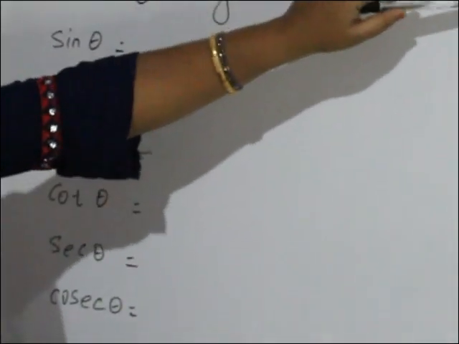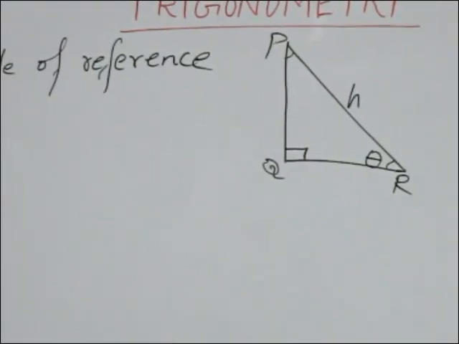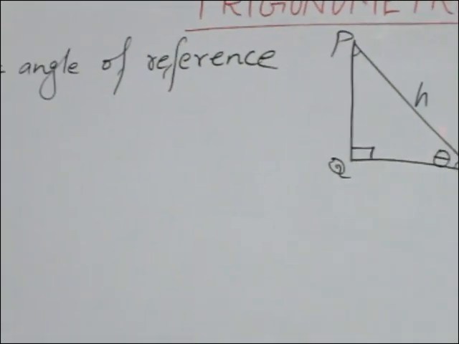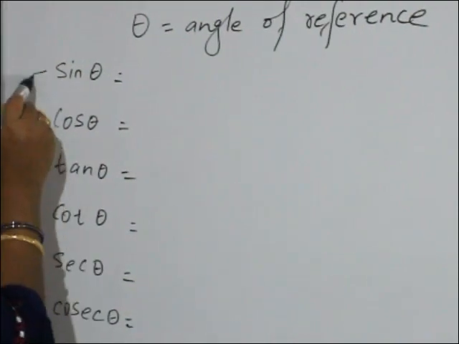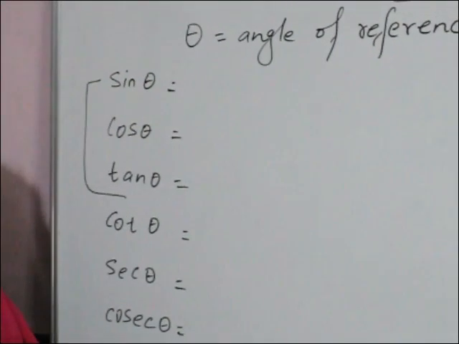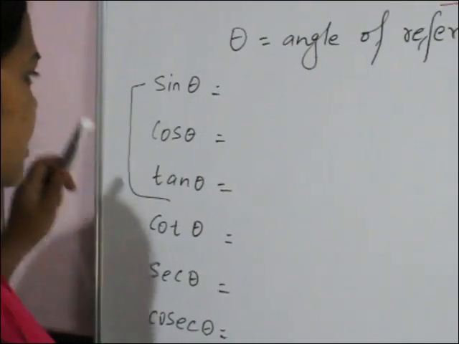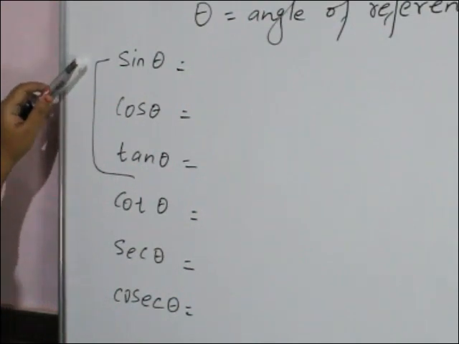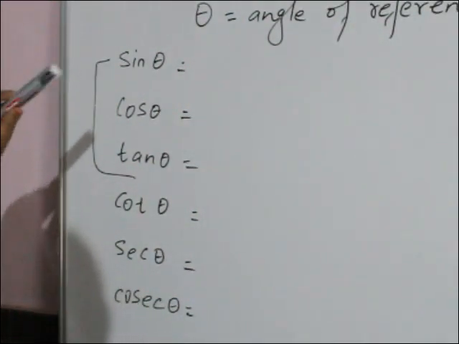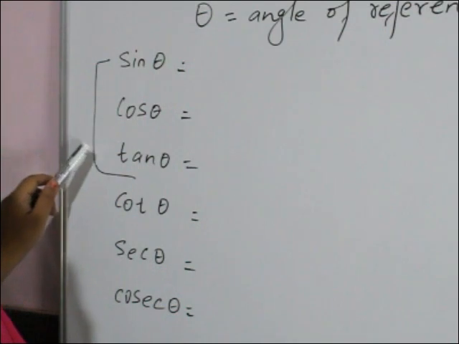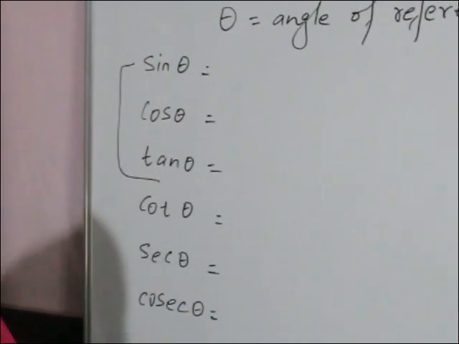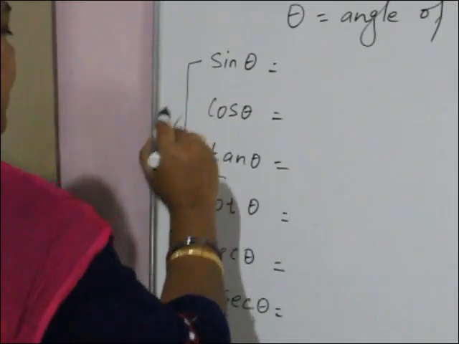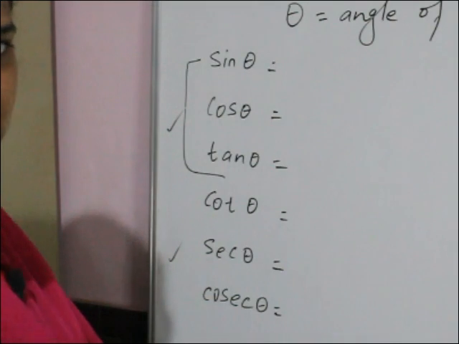In a right angle triangle, the 3 sides give 6 trigonometric ratios. Out of the 6, these 3, sin theta, cos theta and tan theta, are the main trigonometric ratios. Why are these the main ones? Because if you know these 3, you can find out the other 3 also.